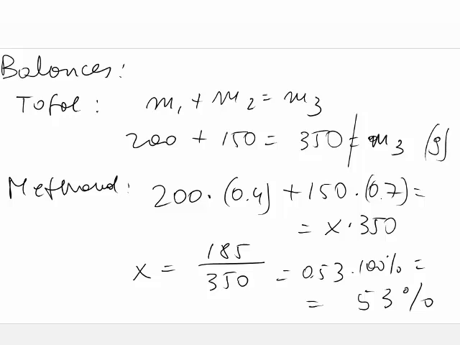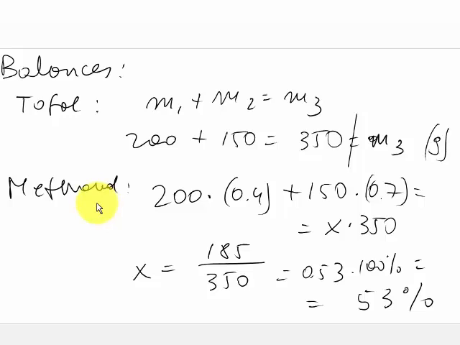Based on our theoretical discussions, we can generate three different mass balances here. The first one is the total mass balance, where we have input into the process M1 plus M2 equal to M3. So looking at the quantities, we have 200 grams plus 150 grams is equal to 350 grams, that's M3.